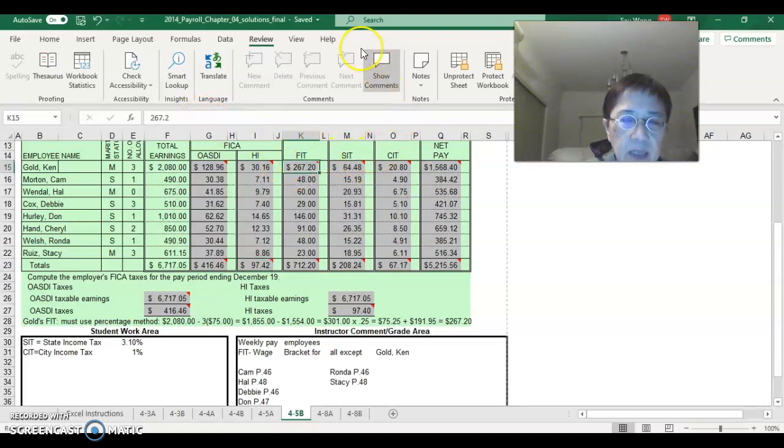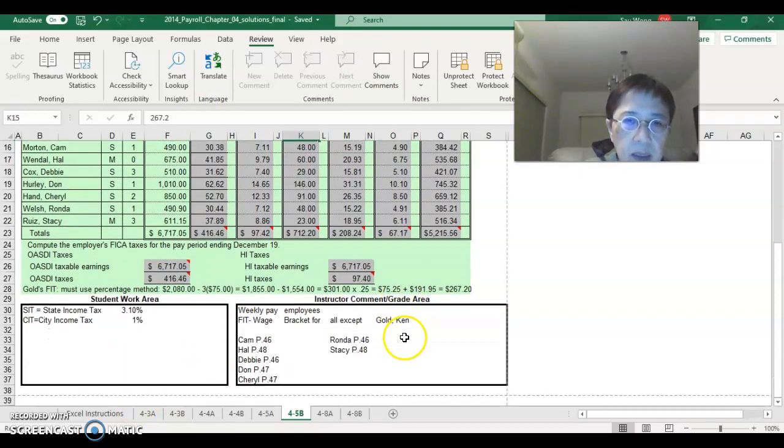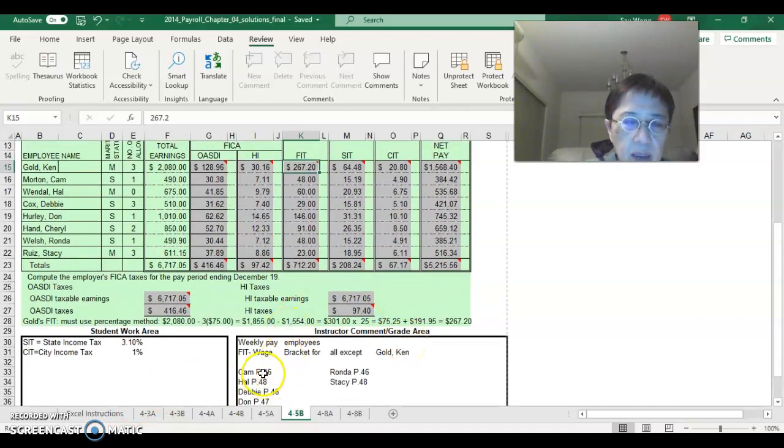For the federal income tax withholding, on the first one, we use the wage bracket method. The first one is on page 46. Oh, except, so you use the wage bracket method except the very first one. For the very first one you use the percentage method.